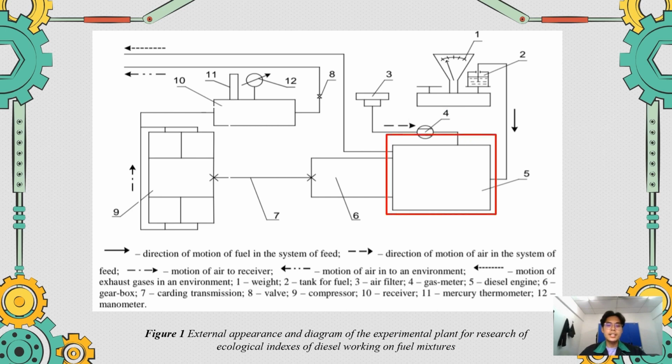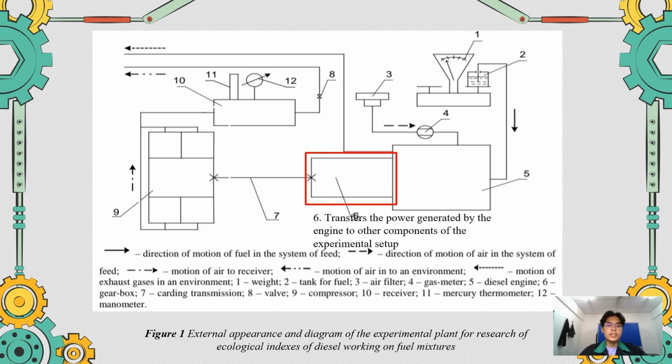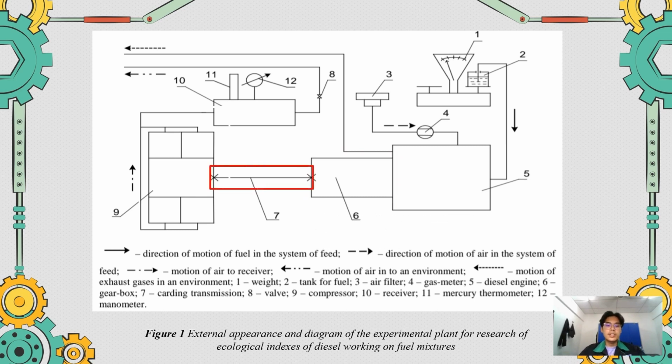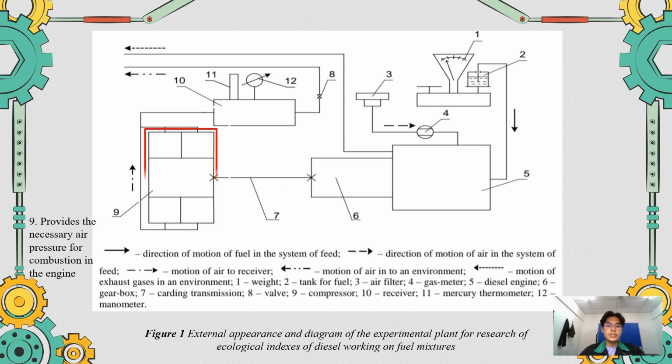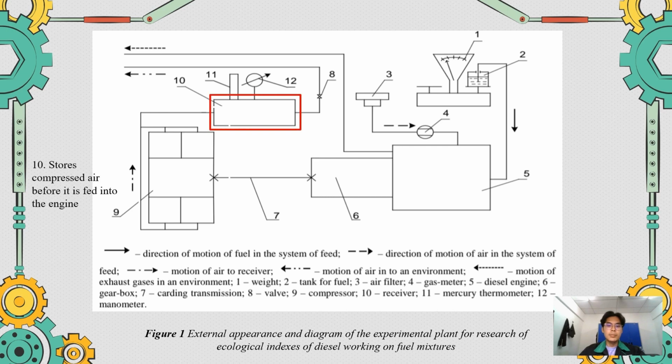Next is the diesel engine, where fuel is combusted and power is generated. Then the exhaust gas is released to the environment. The gearbox is used to transfer power to the other components. Next, the cardan transmission distributes power to the other parts. A compressor provides air pressure stored in the receiver. A thermometer monitors temperature and a manometer tracks pressure.